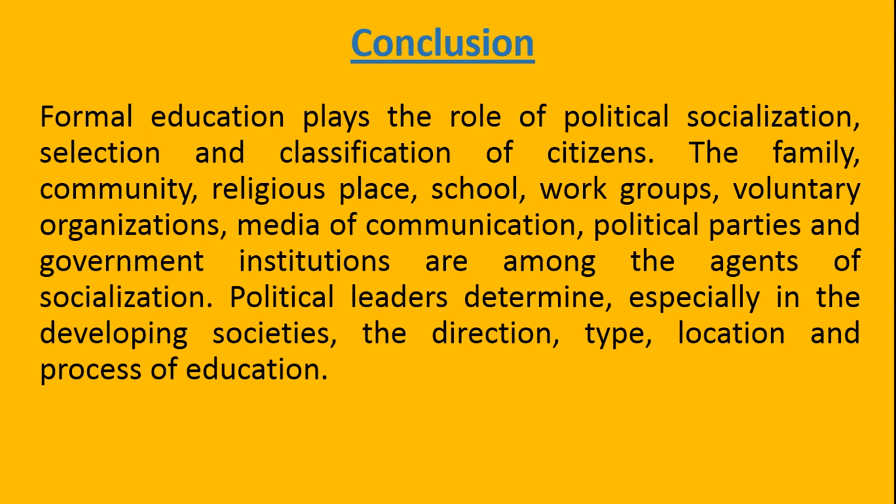In conclusion, we can say that formal education plays an important role for political socialization, selection and classification of citizens. Some important agents of political socialization are family, community, religious places, school, work places or work groups, voluntary organizations, media of communication, political parties, government institutions, etc. Political leaders determine the direction, type, location, and process of education, especially in developing societies. So, these are the major factors and the characteristics of the relationship between politics and education.